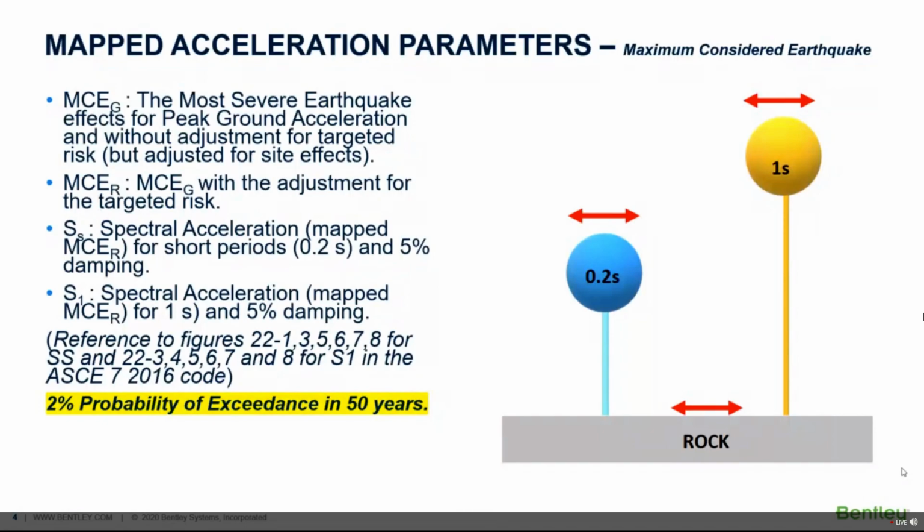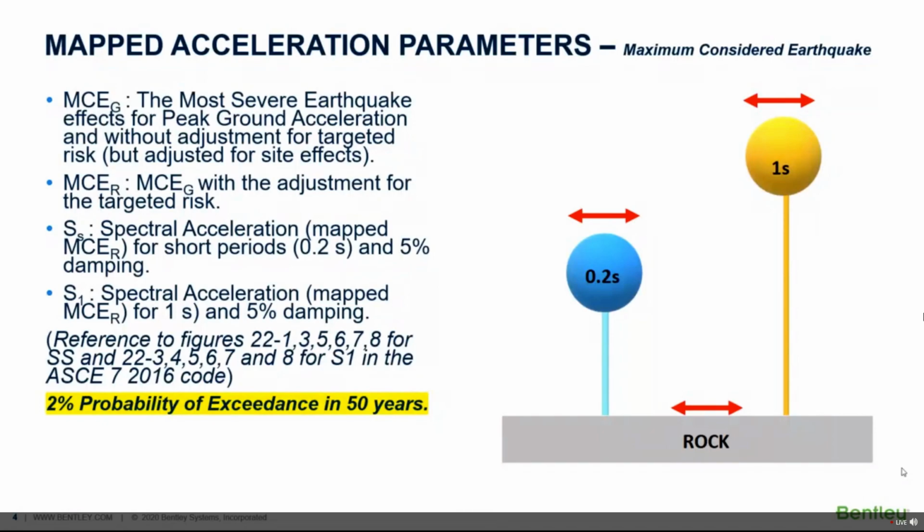Once we have modified the MCER parameters for the site effects, we need to obtain the parameters relevant to the design-based earthquake. The code suggests multiplying the MCER parameters modified for the site effects, SMS and SM1, with 2/3. The design-based earthquake generally corresponds to a target risk of 10% exceedance in 50 years. The code calls these the design spectral acceleration parameters SDS and SD1.